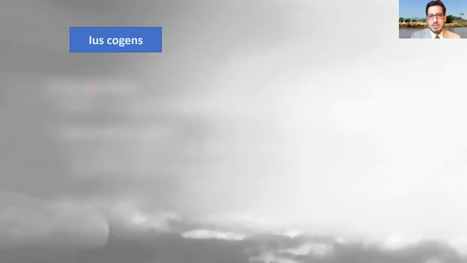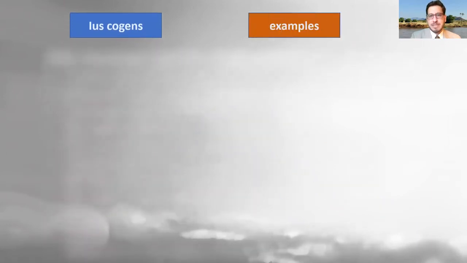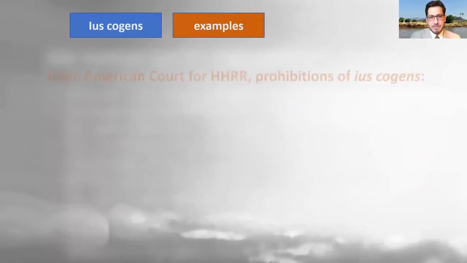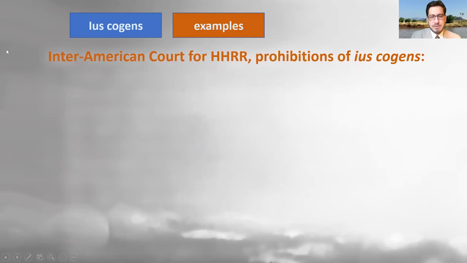But let's see some examples of the things that we are seeing. Some examples that the Inter-American Court of Human Rights put. Why do I use this and not the European or the other that is here in Africa? Because some other courts don't want to talk about jus cogens. Probably they are talking about the same things. The European Court of Human Rights probably most of the times reaches the same conclusion.